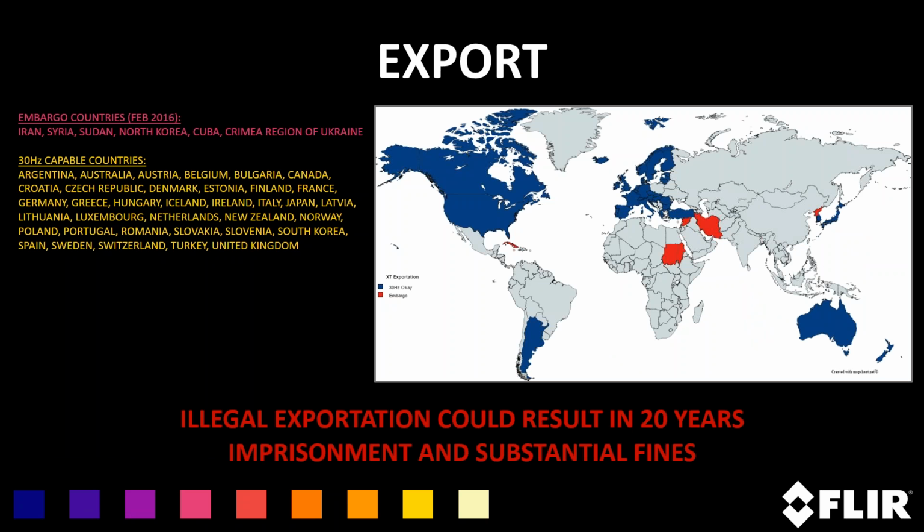So export of these cameras is also a pretty big deal, and this is where you would determine whether you would have a 9 hertz or a 30 hertz version of the camera. The U.S. Department of Commerce restricts the export of these thermal imaging cameras throughout different parts of the world. So a list of the countries that are able to carry 30 hertz units is shown in yellow here.